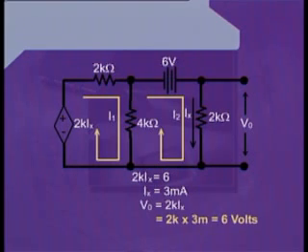As you can see, the value given for that source is 2k Ix also. Therefore, putting the 3 milliampere value for Ix into the current dependent voltage source, we will end up with 6 volts as well.